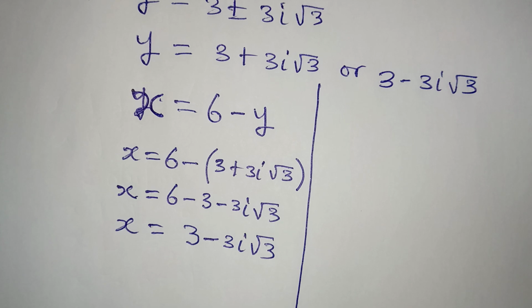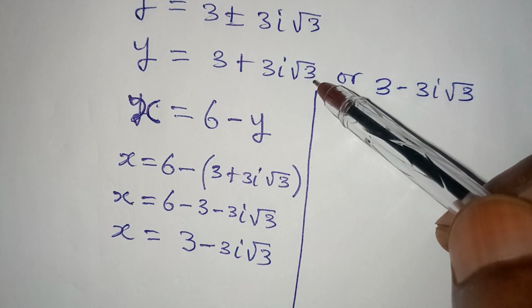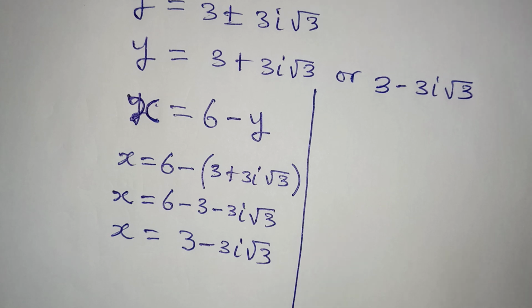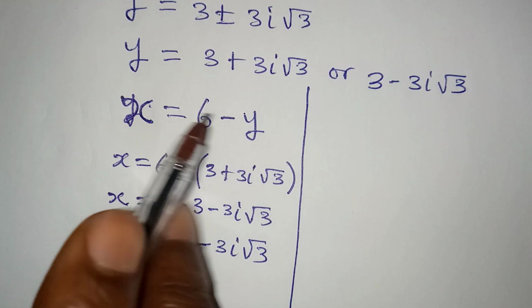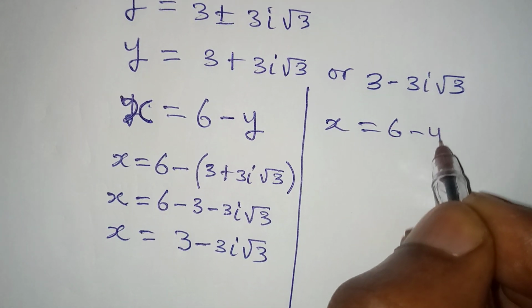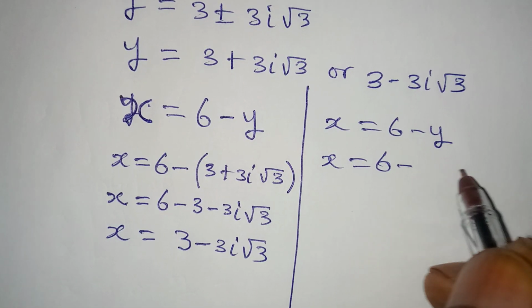So what does this mean? It means that when y is equal to 3 plus 3i root 3, x is equal to 3 minus 3i root 3. This is what this means. Now, let's go back to this. We are still going to apply equation 3, where we have x equal to 6 minus y.